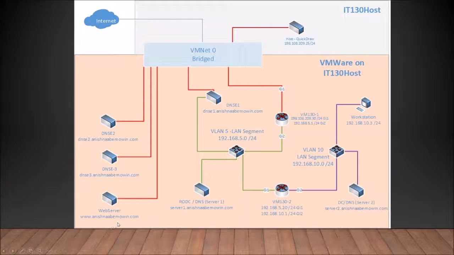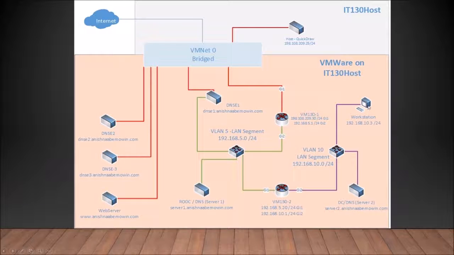Now, say we're at the workstation over here and we wanted to access our web server, which is www.anishnaabemowin.com. Now, because this is on the internal network, it's not going to have direct access to DNSE1. This link right here is only for the external DNS servers to use, so they can get updates and basically resolve names so they can use the internet.